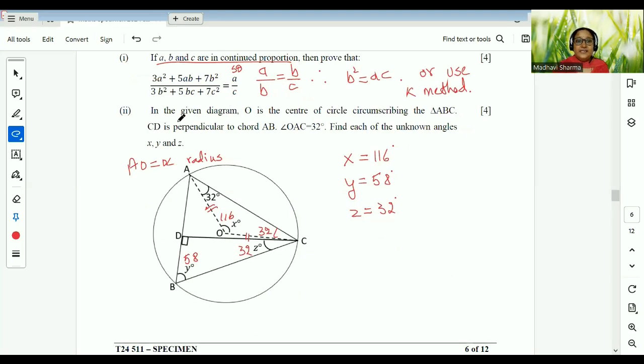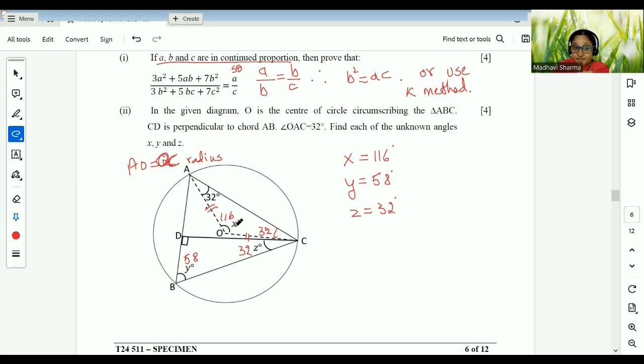Of course, the chord properties. In the given diagram, O is the center of the circle circumscribing triangle ABC. CD is perpendicular to the chord AB. Angle OAC is 32 degrees. Find each of the unknown angles X, Y, and Z. Remember, AO is equal to OC, which is equal to the radius. So with 32 and 32, of course, this comes to 116. So X will be 116.